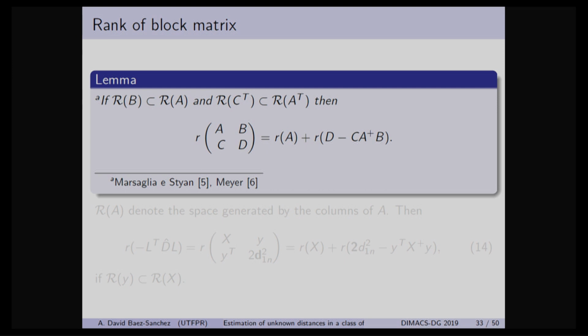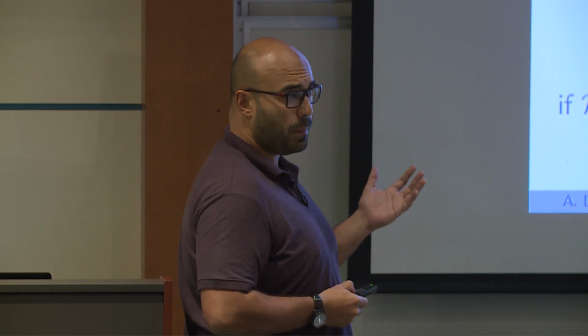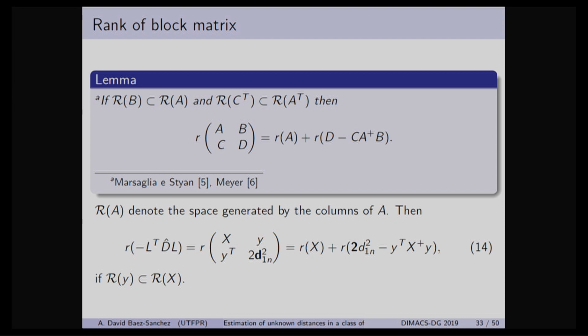The rank of a block matrix can be given by something like this when this is satisfied. So if the range of this matrix is contained in the range of this matrix and so on, you can obtain this relationship. And when you translate this to our matrix, we obtain this result. The rank of this matrix is going to be the rank of X plus the rank of this. Note that, of course, if this is satisfied, you obtain this relationship.